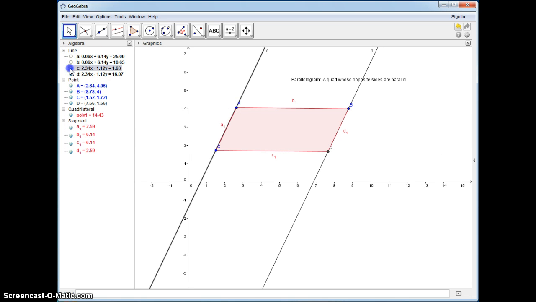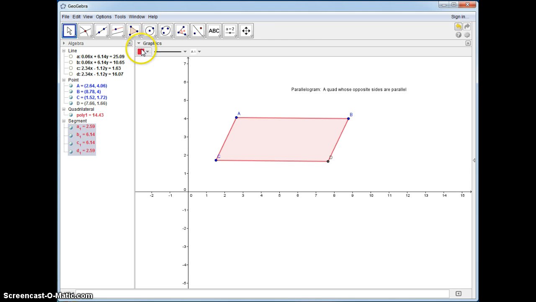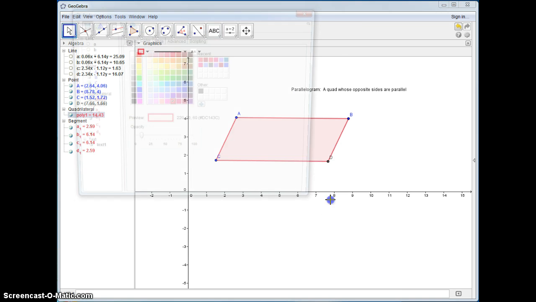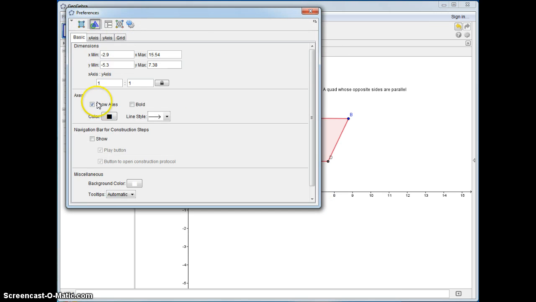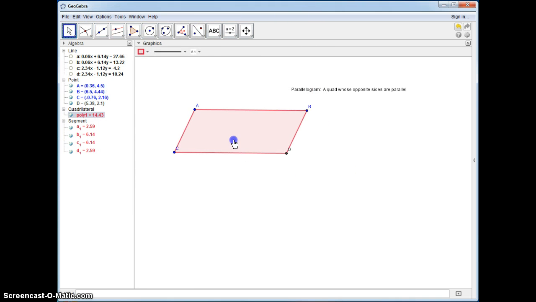So let's go talk about what this definition means. And we'll remove the label. And I'm actually going to remove the XY axis. I'll show you how to do that. You go to this one, show axes. So here we go. So let's talk about this parallelogram.